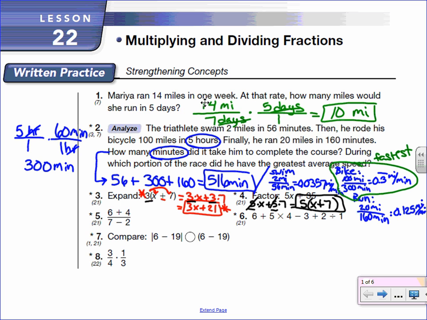Number 5 deals with the order of operations. And when you have things in fraction form like this, it's as if there's parentheses on the top and the bottom. So you do those ones separately and you do them first. So parentheses on top, 6 plus 4 is 10. 7 minus 2 is 5. And then I can do the division of 10 divided by 5 is 2.